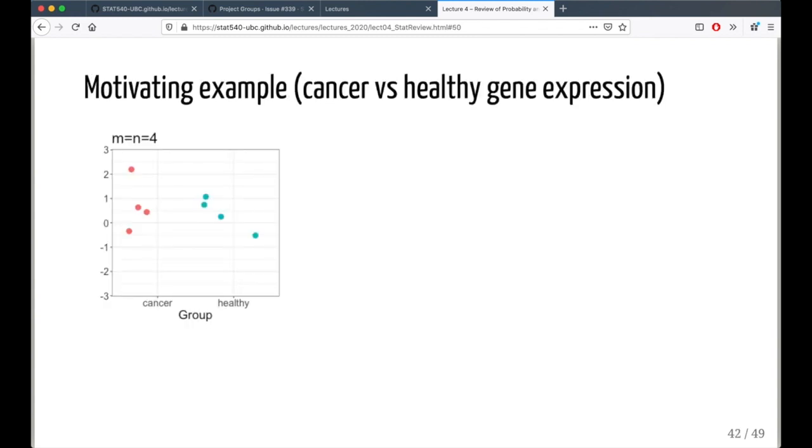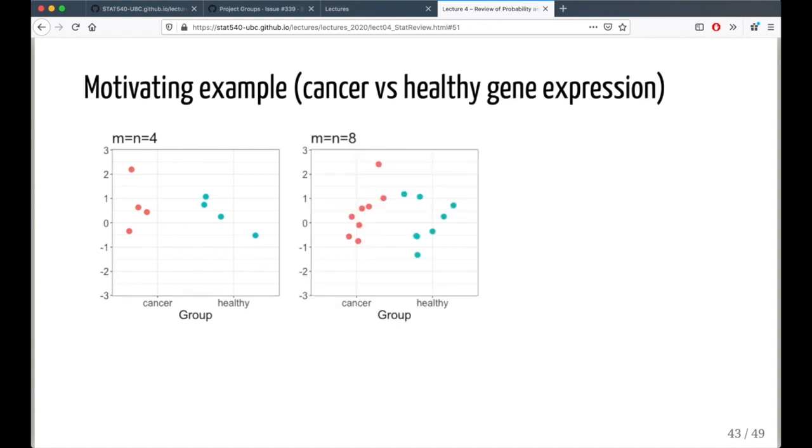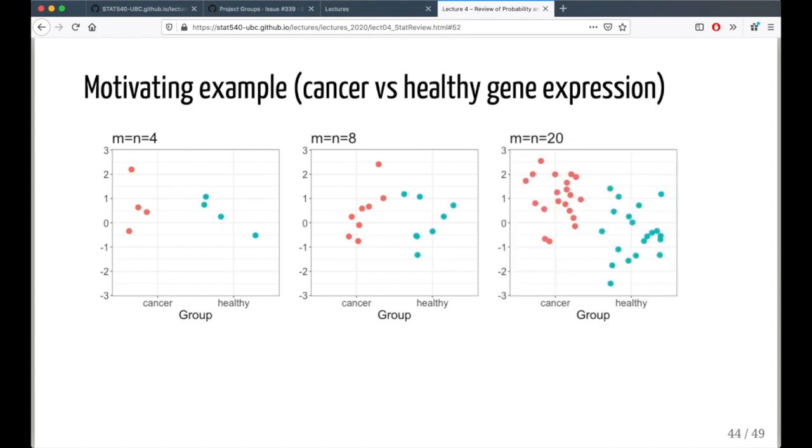So going back to that motivating example of cancer versus healthy gene expression, and determining what factors determine whether you're likely to get a significant result or not. This plot here is showing a sample of 4 cancer patients and 4 healthy patients and their gene expression value, some normalized gene expression value. So that would be a sample of 4. Generating from the same model, I simulated 8 samples from the cancer and the healthy group. You can see there still doesn't look to be much difference between the 2 samples, but if I sample a larger sample, say of 20, then you can start to see that there might be a difference, in that the cancer samples have higher gene expression for this particular gene than the healthy samples.